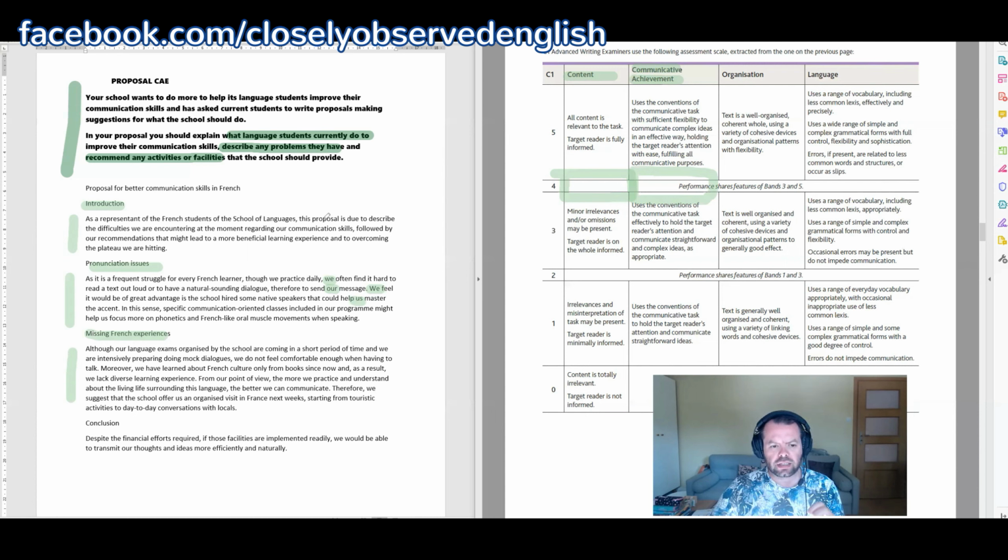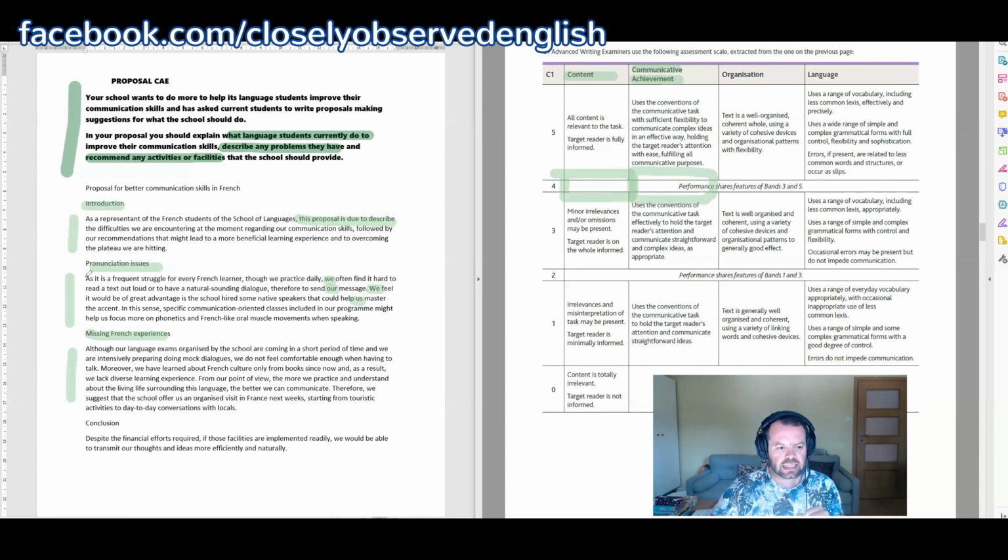Some of it, not quite. So, for example, here, "this proposal is due to describe the difficulties." We wouldn't say "is due to." We could say "the train is due to arrive at the station any moment." We could say "this proposal is to describe," or "seeks to describe," or "looks to describe." So a different choice of verb to fit the pattern there would be good. We've got nice longer sentences that are well managed. That's good on the language for organization side.